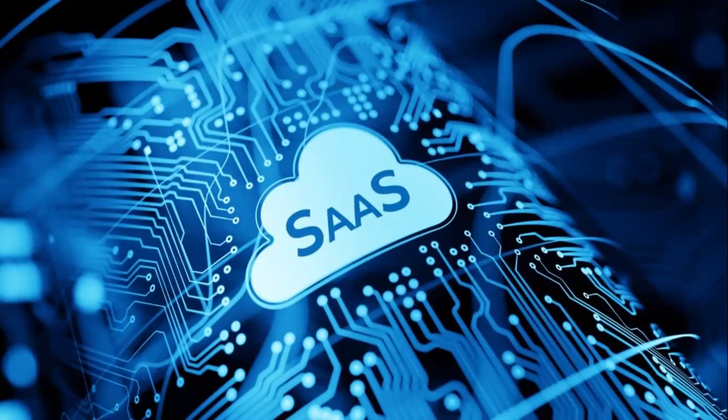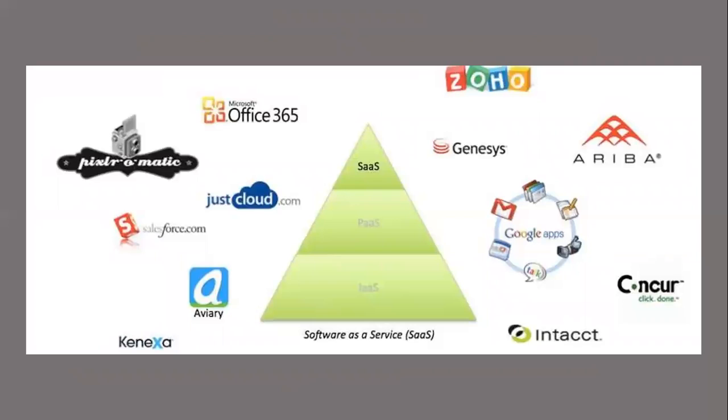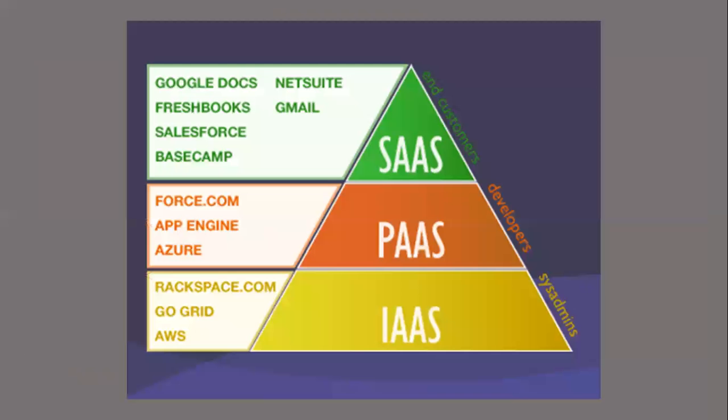SaaS is basically a service. Service can be any sort of a service we get from Google Apps, from Office 365, Zoho, Ariba. All of them provide a service to us. These are all examples given to us. So in software as a service, we have Gmail, we have Google Docs, NetSuite.